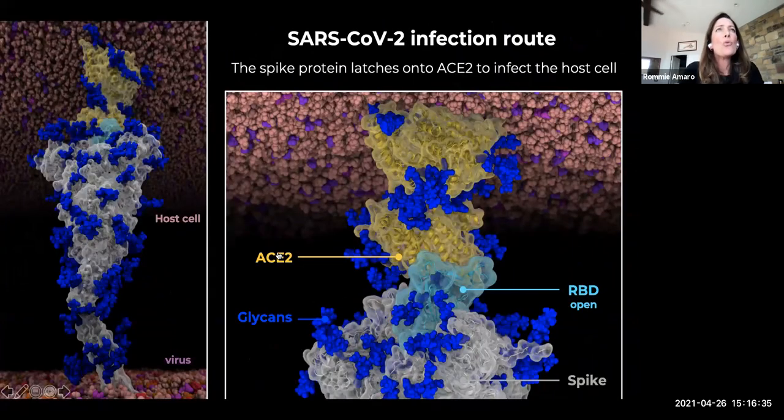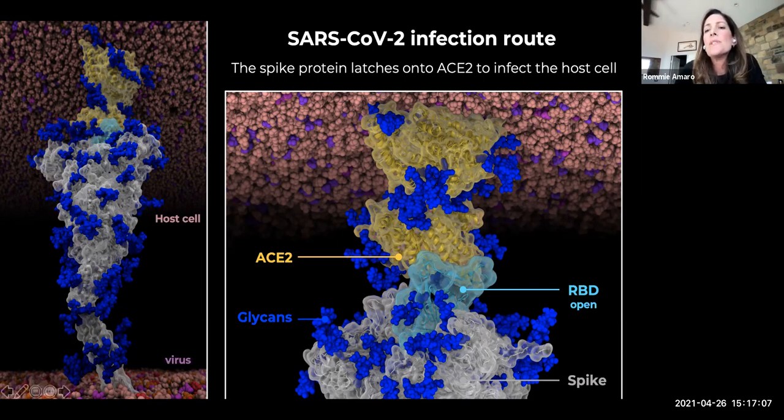The majority of what we've studied centers on the first step of infection. What has to happen is that the spike protein, which I'm showing here on the left in whitish gray, with these little blue decorations that I'm going to talk about quite a bit, which are glycans, has to interact with a molecule on the host cell, the human cell. That's this molecule here in the center in yellow called ACE2, the angiotensin converting enzyme 2.